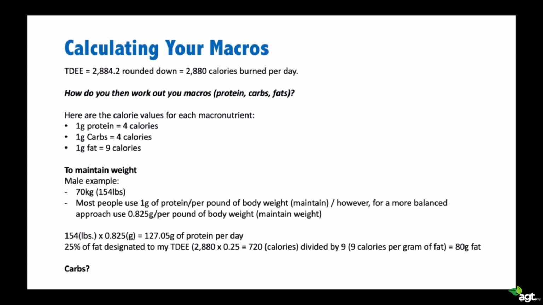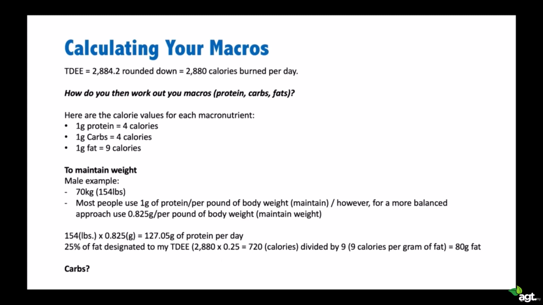We've now got to get the carbs and the fats involved in calculating this guy's macronutrients. So the rule of thumb is it's different for everyone. So in this example, I'm going to say 25% of his total diet of 2,880 calories is going to be of fat. So what I do here in this equation is to find out how much fat he should be having a day.